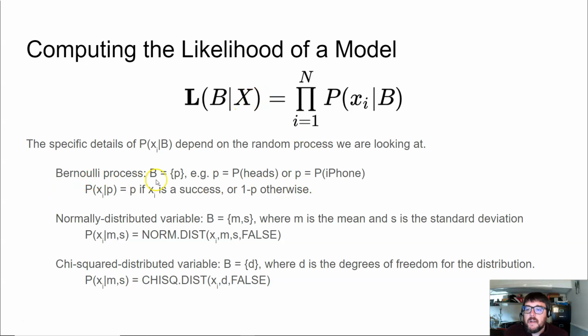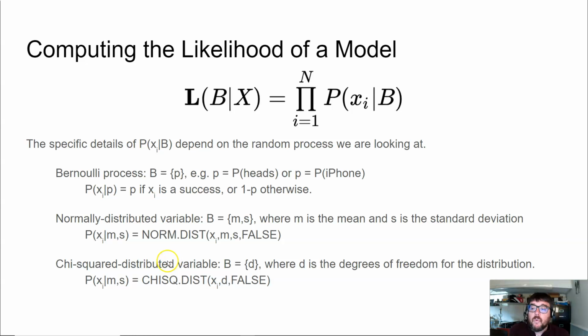So for example, in a Bernoulli process, the set of parameters is just one variable. It's the probability of heads. And so the probability of observing something is P if that thing is a success, and 1 minus P otherwise. For normally distributed variables, there are two parameters: a mean and a standard deviation. And so we'd say the probability of observing a specific value given the mean and standard deviation comes from this formula in Excel, NORM.DIST. Then you have the observation, the mean, the standard deviation, and FALSE, saying we don't want the cumulative one.